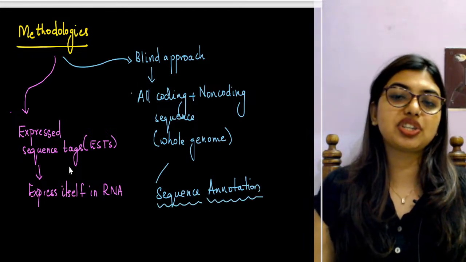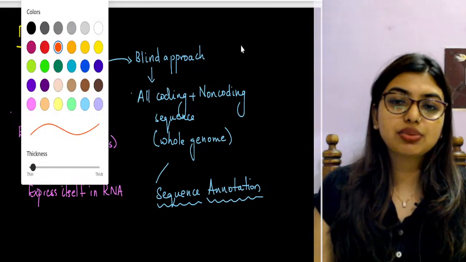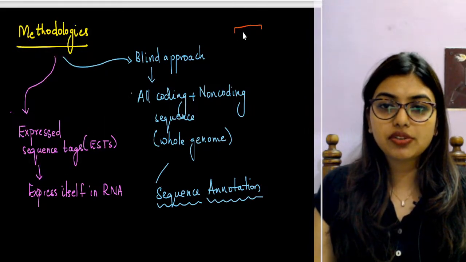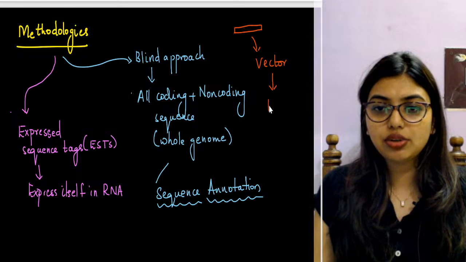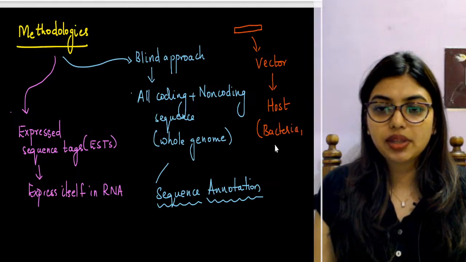Okay, sequence annotation. Now after sequence annotation, what did they do? They took a small piece of DNA. Okay, they added it into a vector. Okay, that vector was added into the host, and the commonly used host was bacteria and yeast. Okay, then amplification, other things happened.